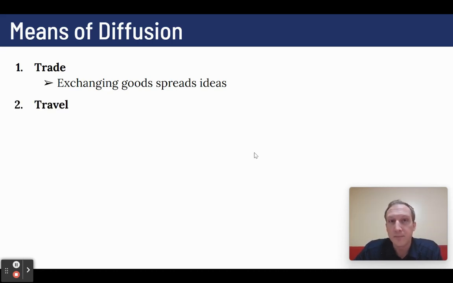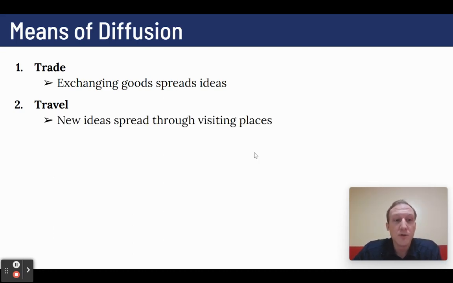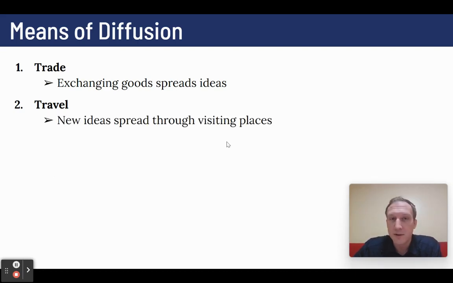Another way is travel. And when we say travel, we mean vacation, touristy style travel. It's not where you're traveling and moving to someplace. That's a totally separate thing. So with travel, new ideas are going to spread through visiting places because as you're exposed to and experiencing more, you're going to take more with you.